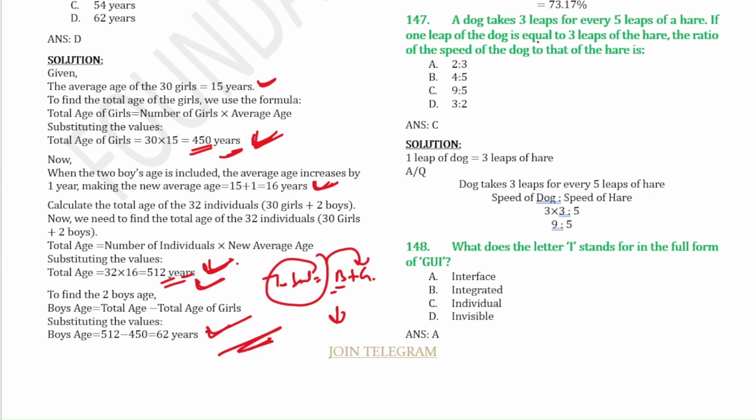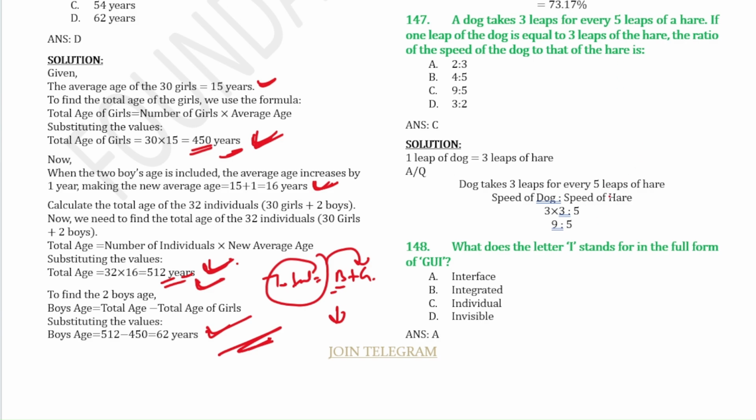Next question, a dog takes 3 leaps for every 5 leaps of hare. If 1 leap of the dog is equal to 3 leaps of the hare, then find the ratio of the speed of the dog to that of the hare. So in the question, it is given that dog takes 3 leaps for every 5 leaps of hare. So we have to find the ratio of the speed, speed of dog to speed of hare. So speed of dog is given as 3, right? And then speed of hare is given as 5.